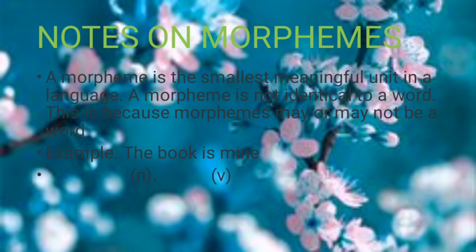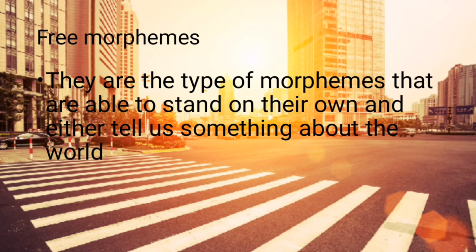All these constitute morphemes. So in the book, you have a morpheme. Morphemes being the smallest grammatical unit in a word. In every sentence, we have morphemes. So moving on to the types of morphemes, we have the free morphemes, as we said earlier.